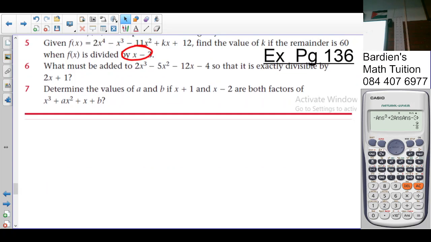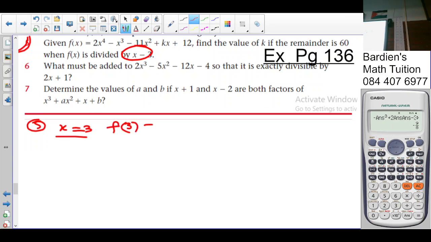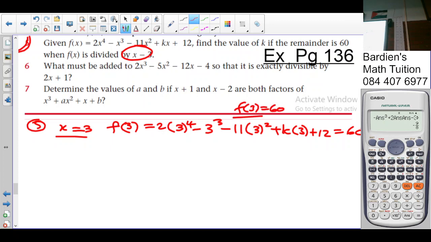So what we do is, okay, we say x minus 3 equals 0, so x equal to 3. So now we substitute 3 wherever we see x, so f of 3 is equal to 2 times 3 to the 4 minus 3 cubed minus 11 times 3 squared plus k times 3 plus 12. Let's find the value of k if the remainder is 60. So in other words, f of 3 is equal to 60. That's what we need to know.